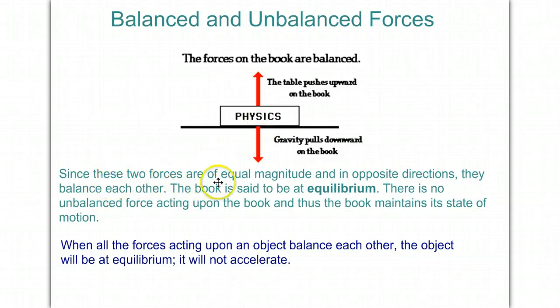Since these two forces are of equal magnitude and in opposite directions, they balance each other. The book is said to be at equilibrium. There's no unbalanced force acting upon the book, and thus the book maintains its state of motion, which in this case is at rest. When all the forces acting upon an object balance each other, the object will be at equilibrium. It will not accelerate. So once again, it could be at rest or at a constant velocity. In this case, this example is at rest.